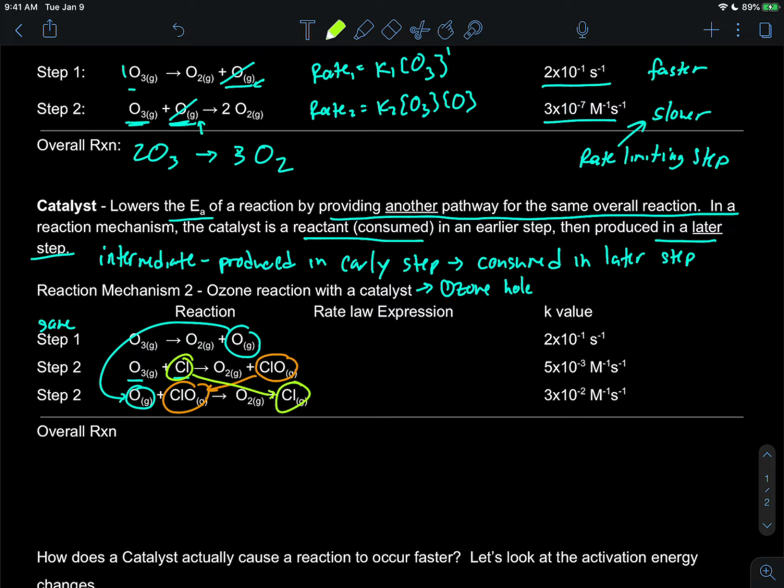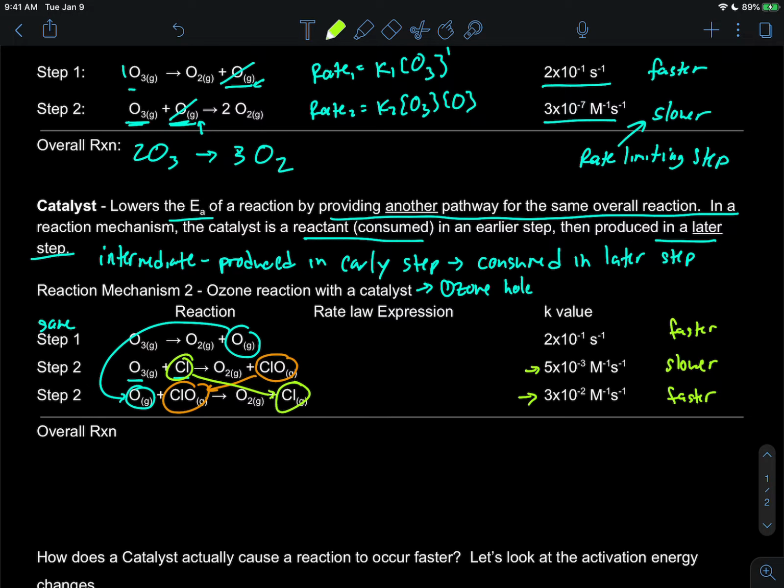And then we also see that we have our catalyst being produced in a later step. So again, intermediate produced first, consumed later; a catalyst consumed first, and then produced later. Now what we see here is that this has drastically changed the rate constant values for these steps. And because of that, this is now our slower step, and these two are our faster steps.